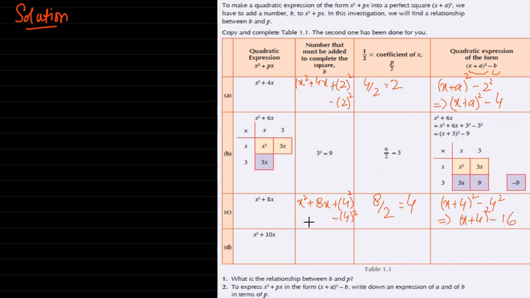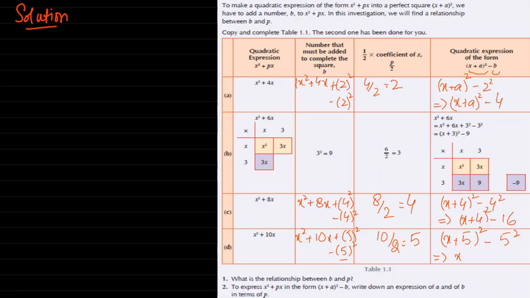Last part is x square plus 10x. So what is 10? 5 plus 5. Symmetrical two numbers. So it will become x square plus 10x plus 5 square minus 5 square. And then the coefficient of x divided by 2, 10 divided by 2, which is equal to 5. And then x plus 5 whole square is of the form x plus a whole square, minus 5 square, which has been subtracted here.